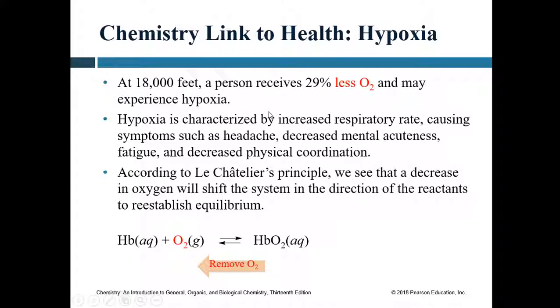So at 18,000 feet, a person receives 29% less oxygen. There's not enough oxygen. Why is there not enough oxygen? Well, because there's just not enough oxygen in the air at that height. Now, hypoxia is characterized by increased respiratory rate, causing symptoms such as headache, decreased mental acuteness, fatigue, and decreased physical coordination. So we see that if there's less O2, if we remove it, i.e. there's less oxygen in the air, then oxygen will shift the system in the direction of the reactants to reestablish equilibrium. So the O2 from our oxyhemoglobin will decrease.